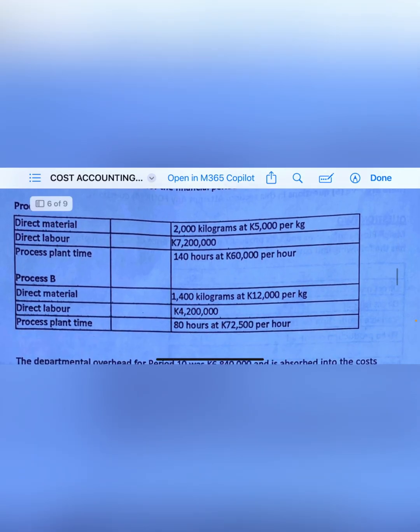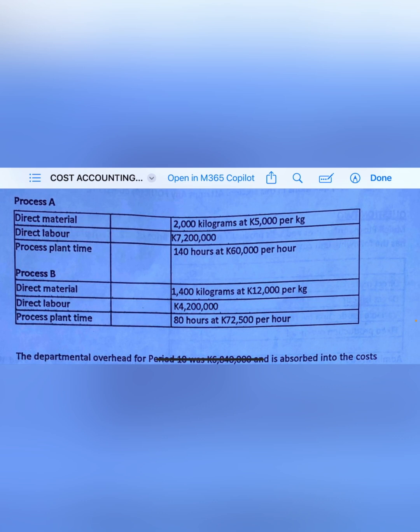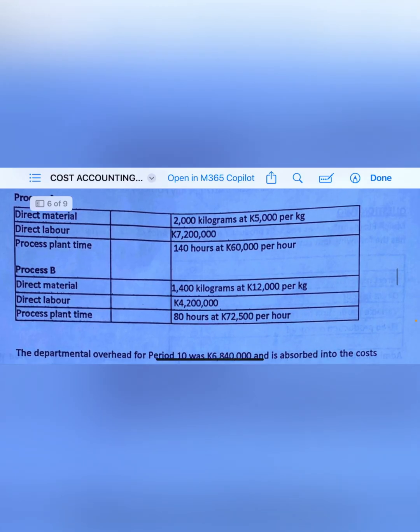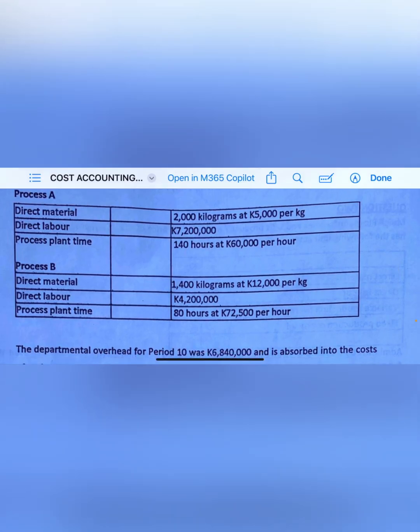So if you want to find the total money that will be spent for process A, it is 60,000 times 140. Okay. Then process B, we have been told that direct material is 1,400 kg at 12,000 per kg. Okay. Direct labor, we have been told it's 4,200,000. Process plant time, it's 80 hours at 72,500 per hour. So you can do the same like the way we are doing for A. If you want to find the totals, you're just multiplying.